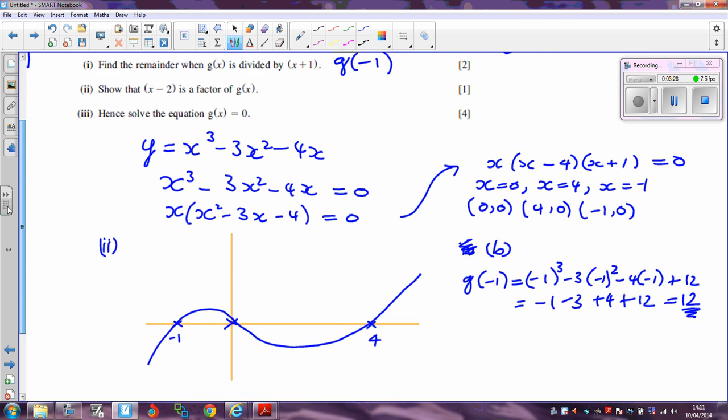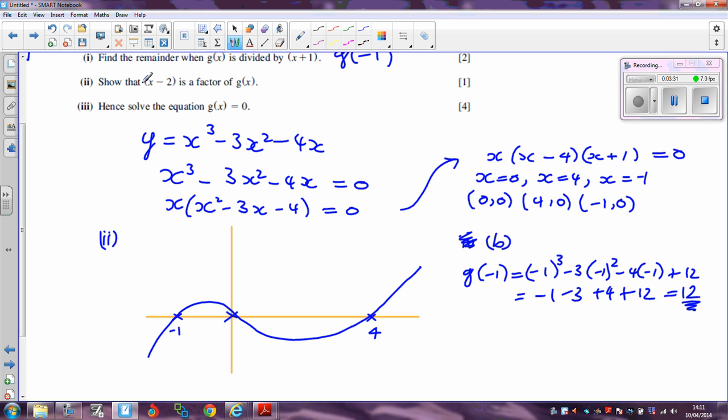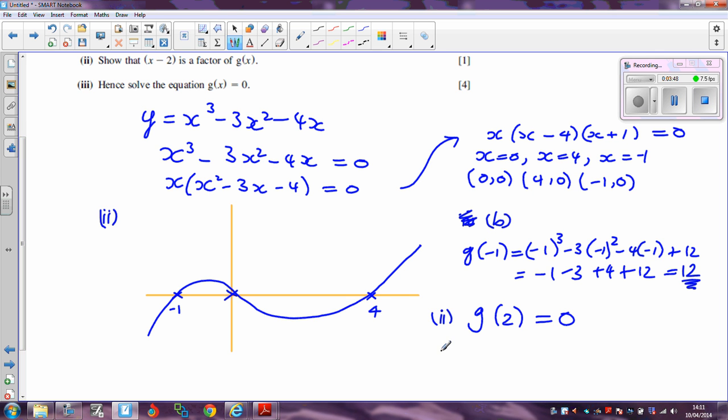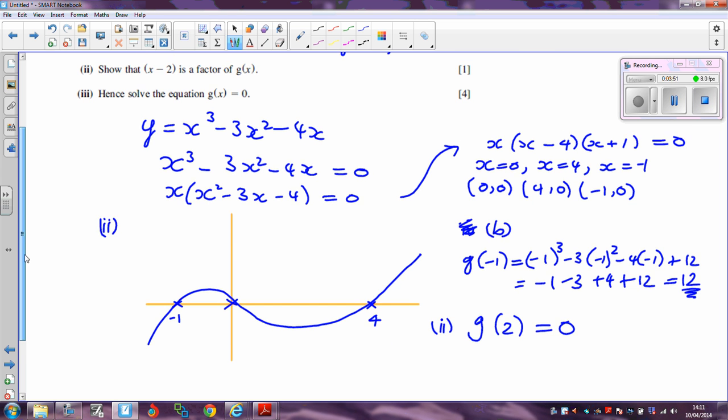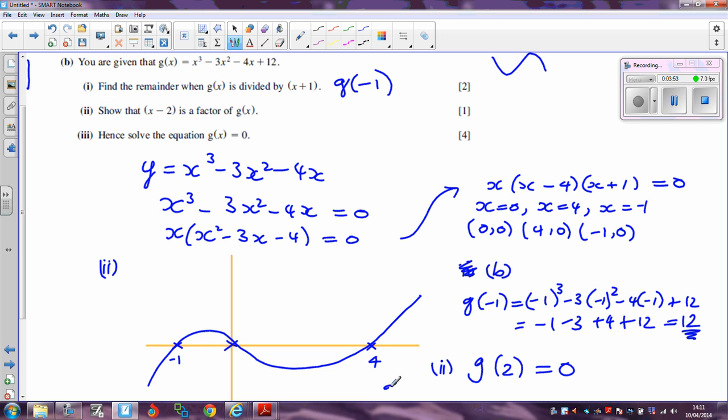Now, an extension of the remainder theorem is the factor theorem. If x minus 2 is a factor of g of x, then it should be that g of 2 should equal 0, okay, because that will mean there's no remainder when you divide g of x by x minus 2. It divides exactly into g of x. So if we find g of 2 then, well, g of 2 is going to be 2 cubed minus 3 lots of 2 squared minus 4 times 2 plus 12.